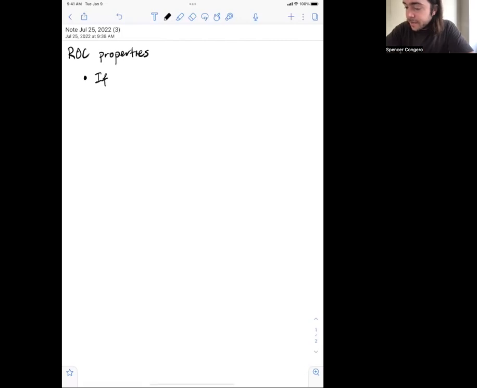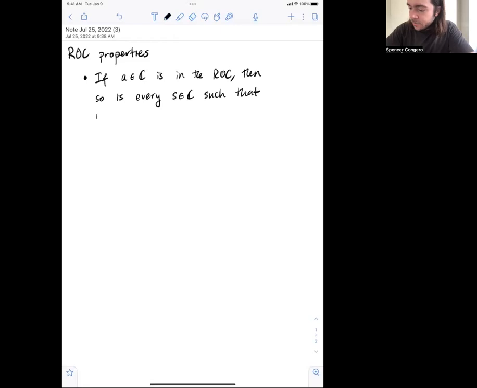So if A is a complex number, and if that is in the ROC of a Laplace transform, then what can we say? Well, then so is every other complex number S such that the real part of S equals the real part of A.